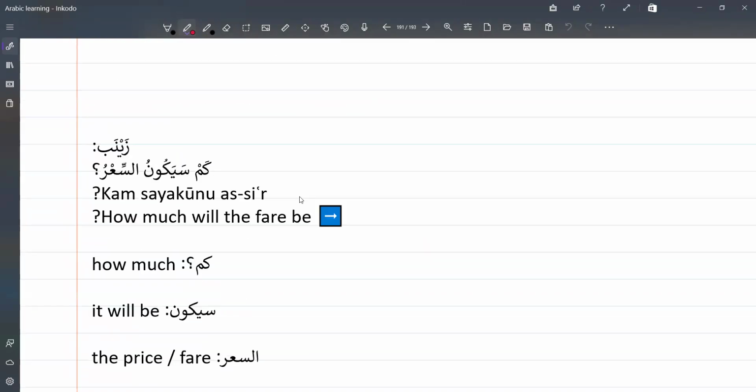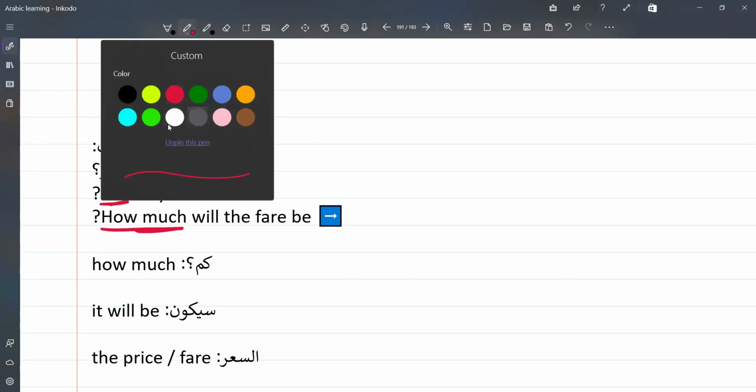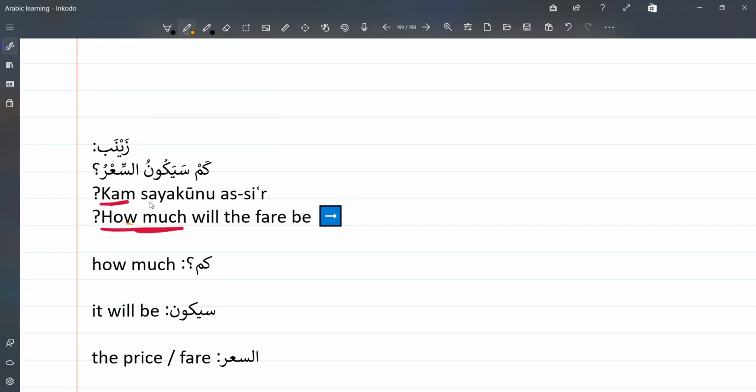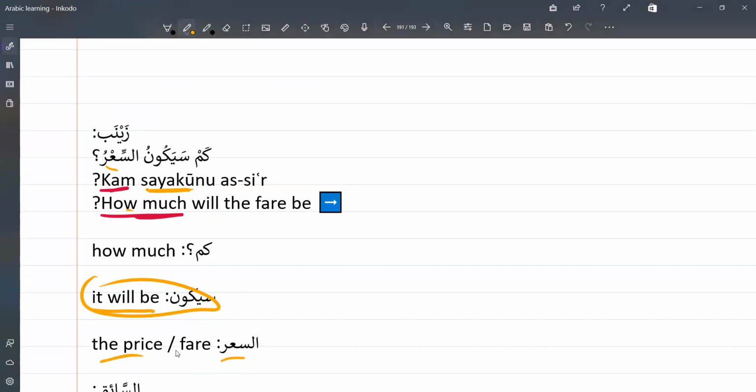Okay, then Zainab says, Kam sayakunu sa'ar. Kam means how much, we have done this word. Sayakunu means it will be, and sa'ar we have done, sa'ar means the price, or in this case fare, right? So when Zainab says kam sayakunu sa'ar, she is asking how much will the fare be. Sayakunu means it will be.